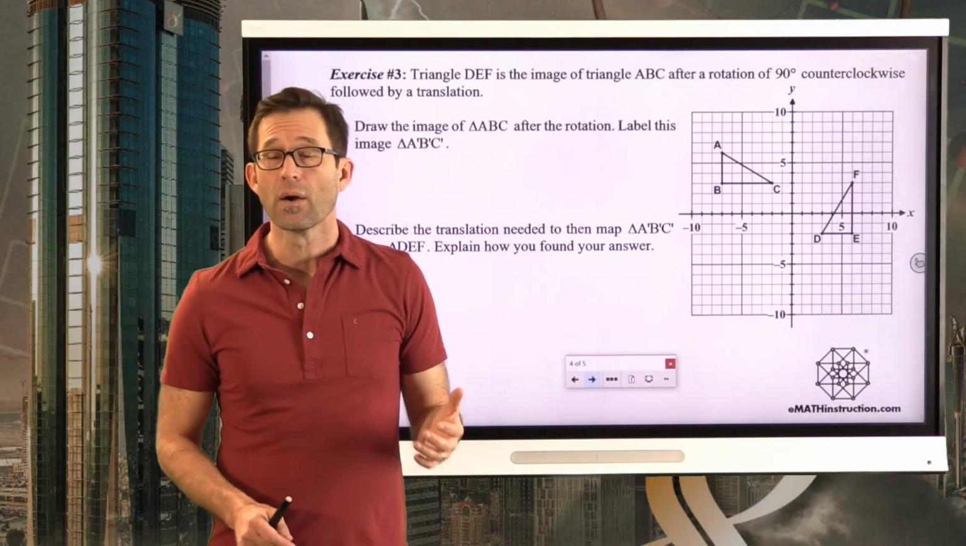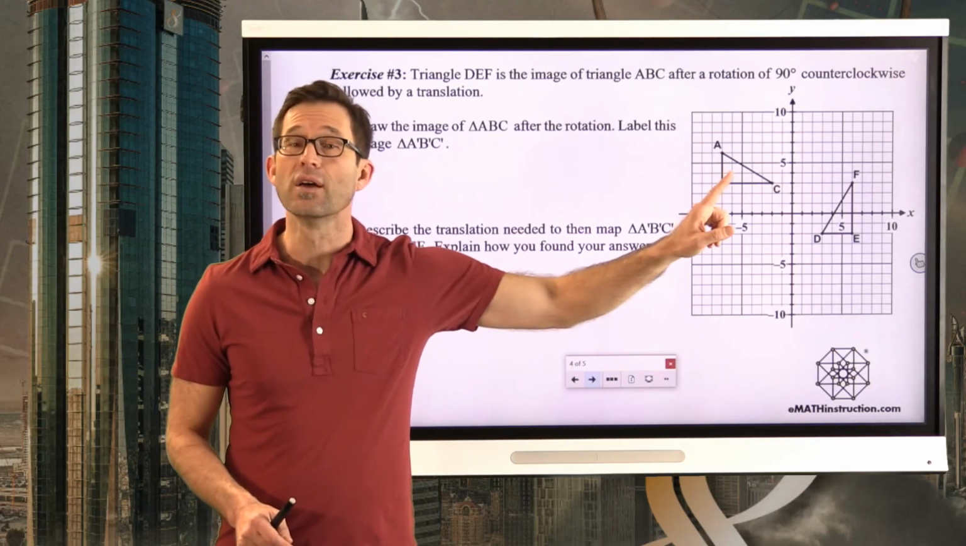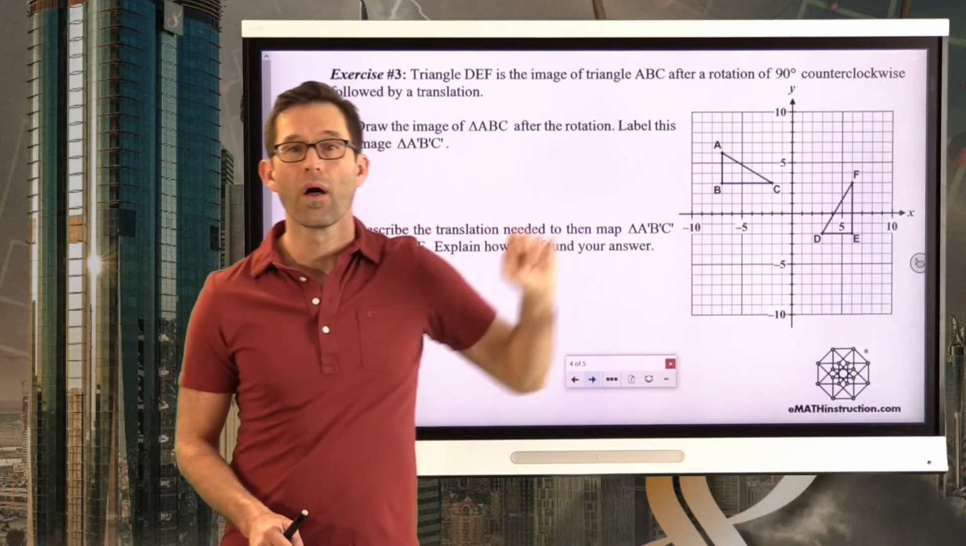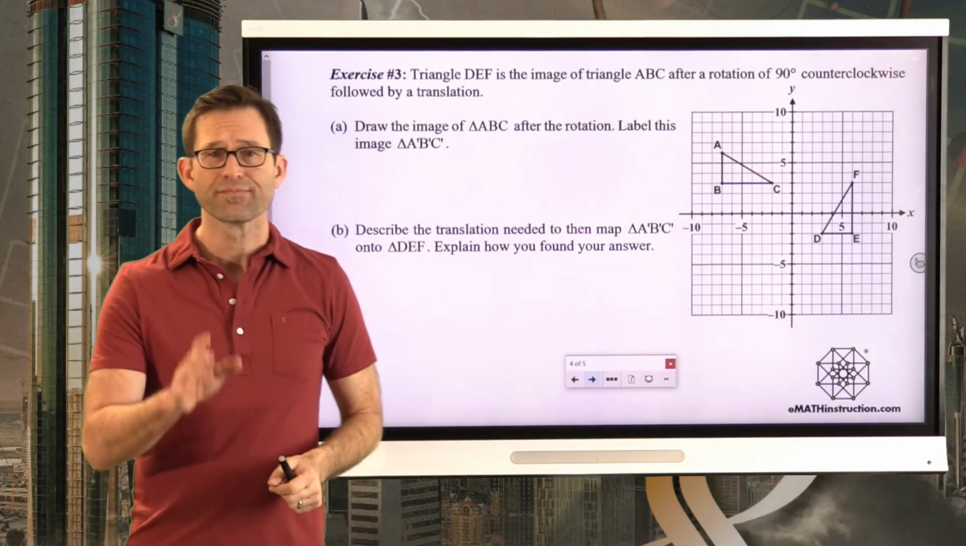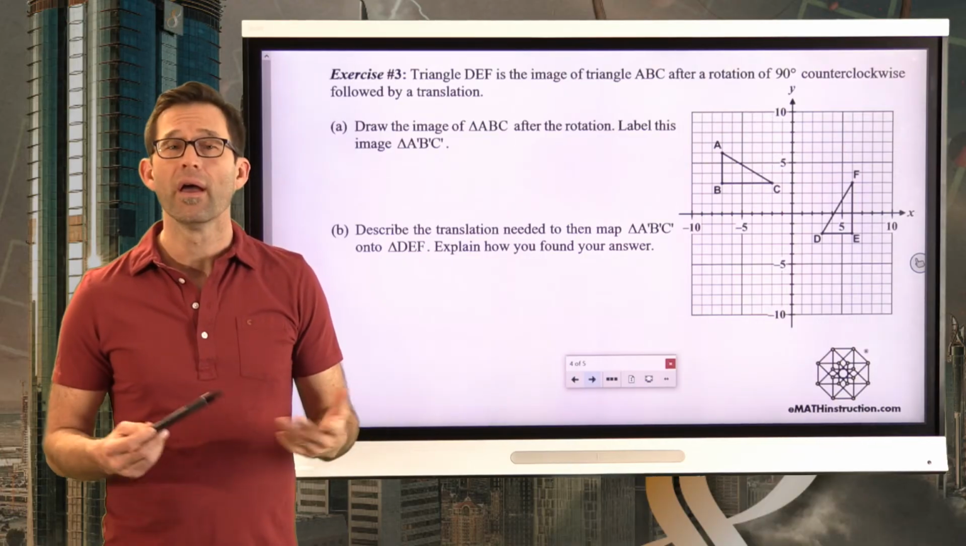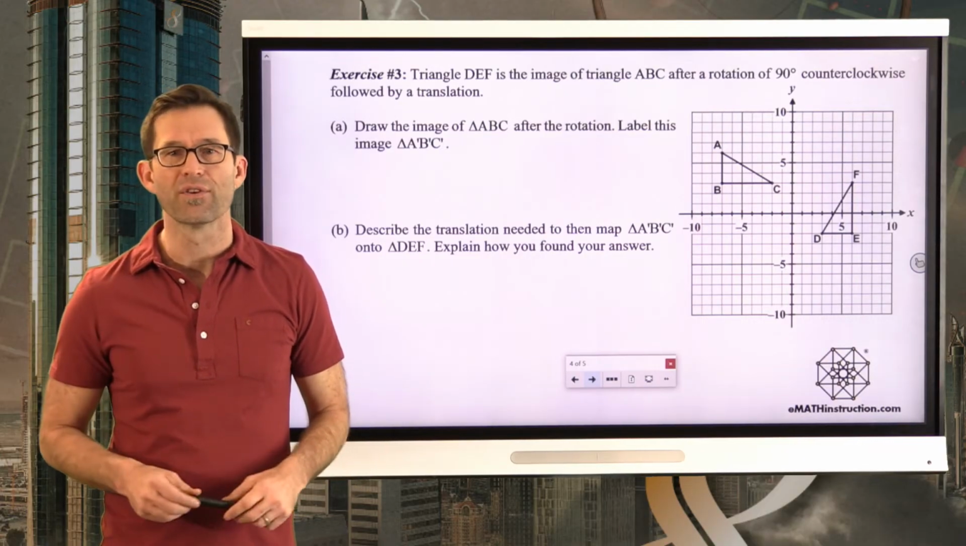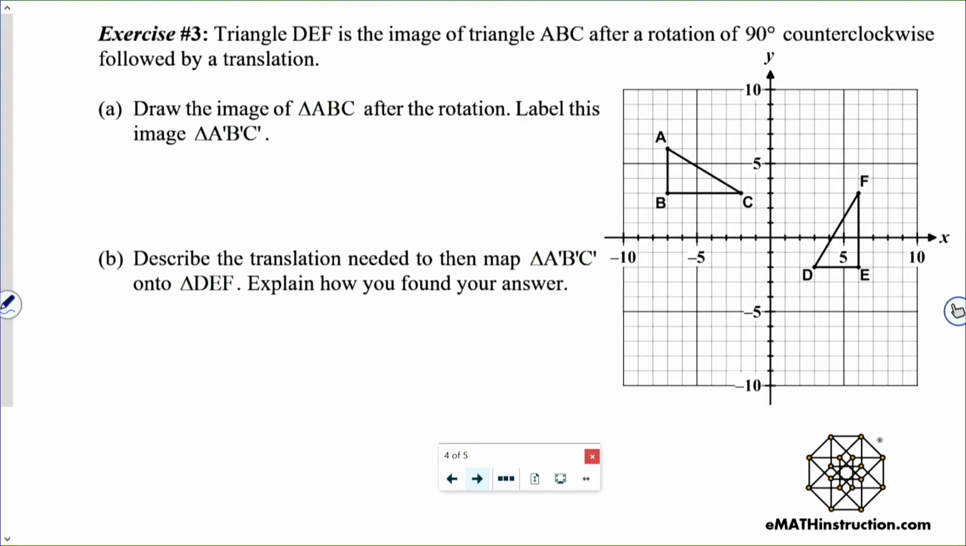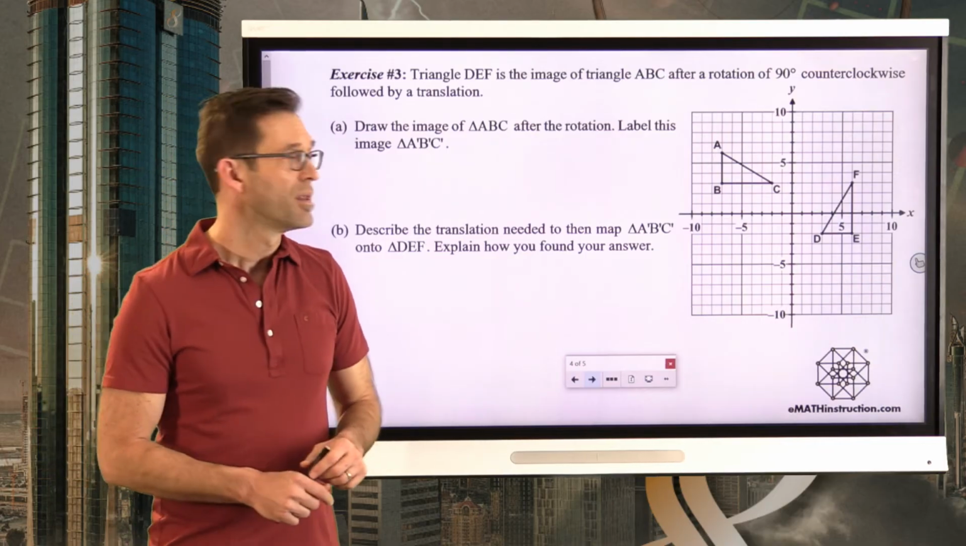So the first thing that we ask you to do is take this and draw it after a 90-degree rotation counterclockwise about the origin. Pause the video now and do that, and then we'll figure out what the translation is in letter B. All right, let's do it.